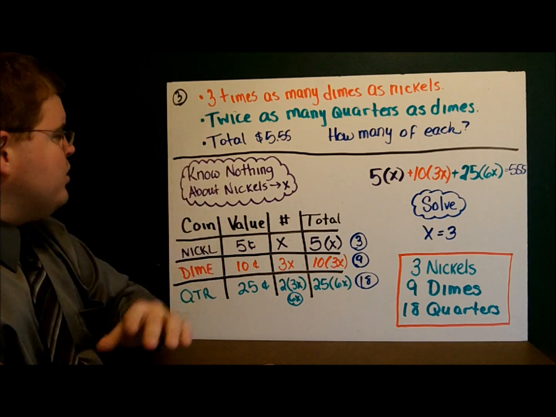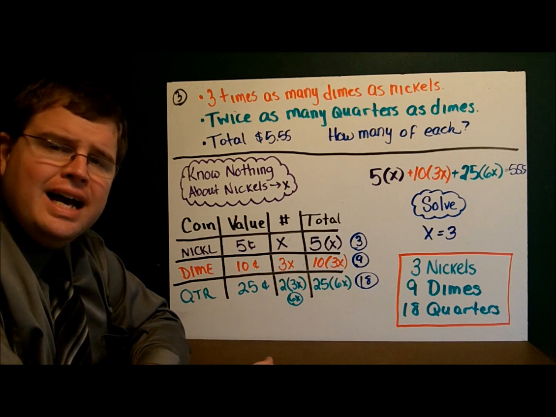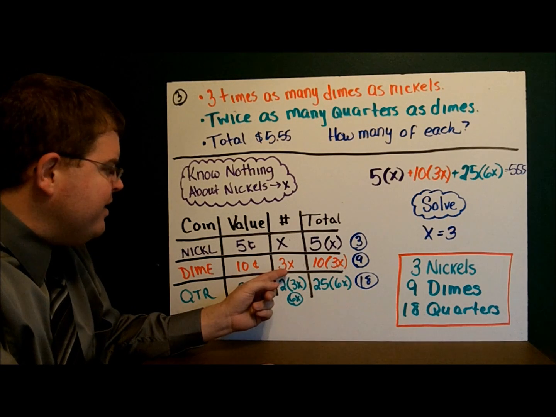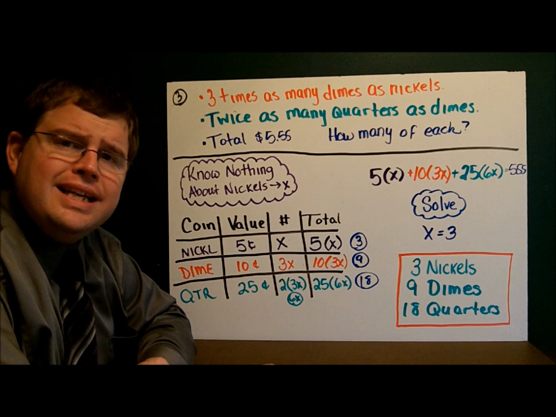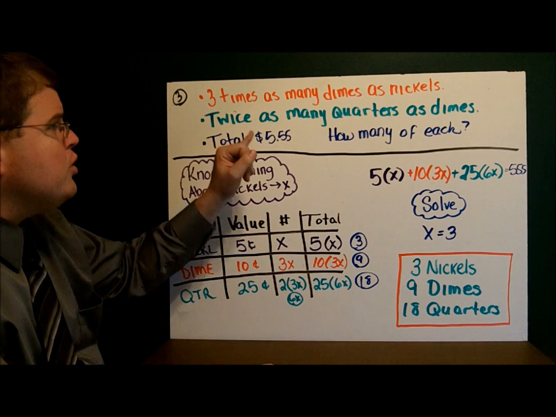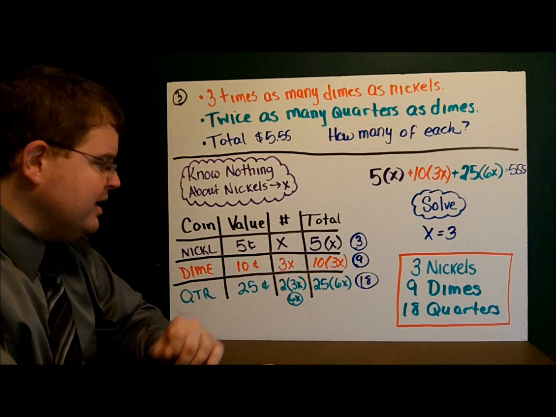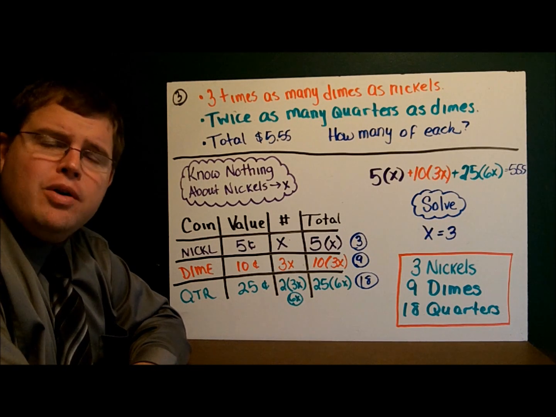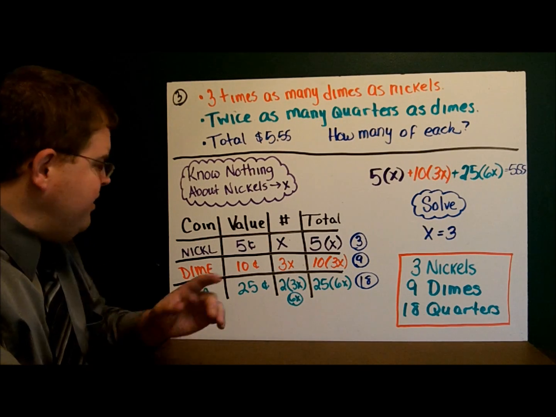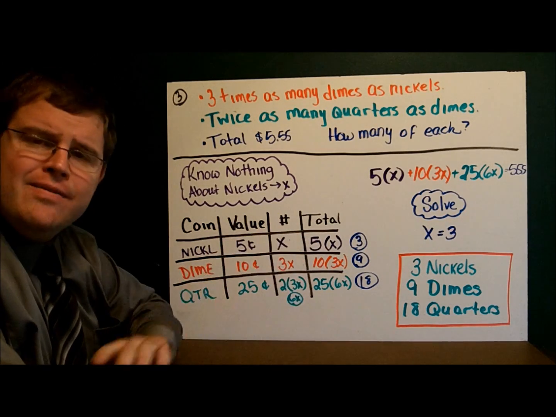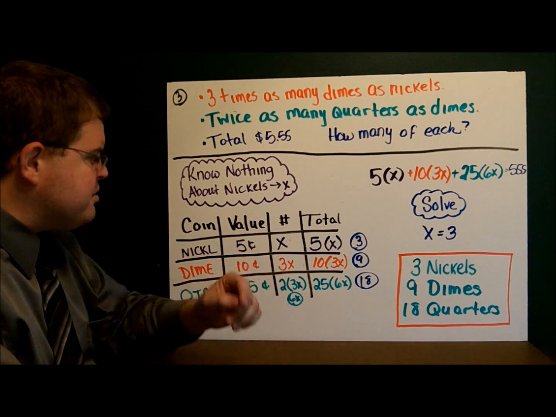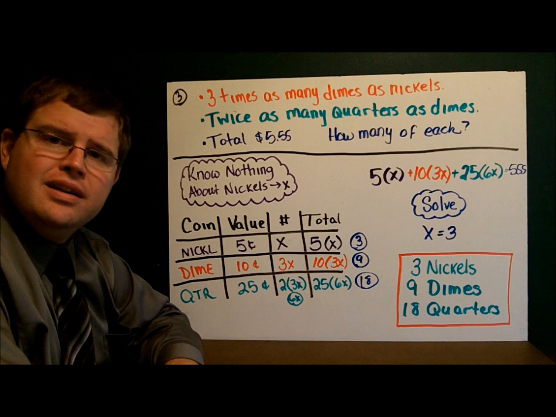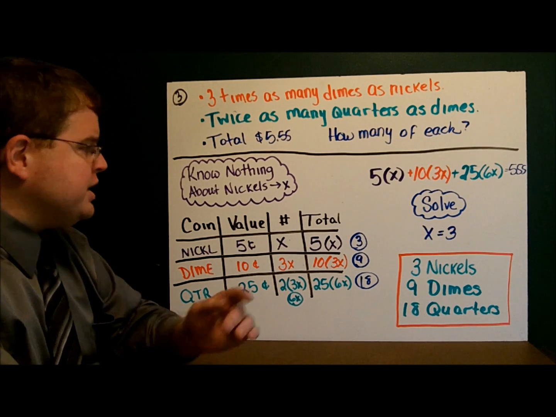Now quarters. Twice as many quarters as dimes. Well, if I had 3x dimes, then I have 3x times 2, or 6x quarters, because I have twice as many quarters as I did dimes. So twice this amount is 6x. Final thing I'm going to do, fill in the table, multiply 5 times x, I get 5x, 10 times 3x, and 25 times 6x. Now that I've done that, I can write my equation.